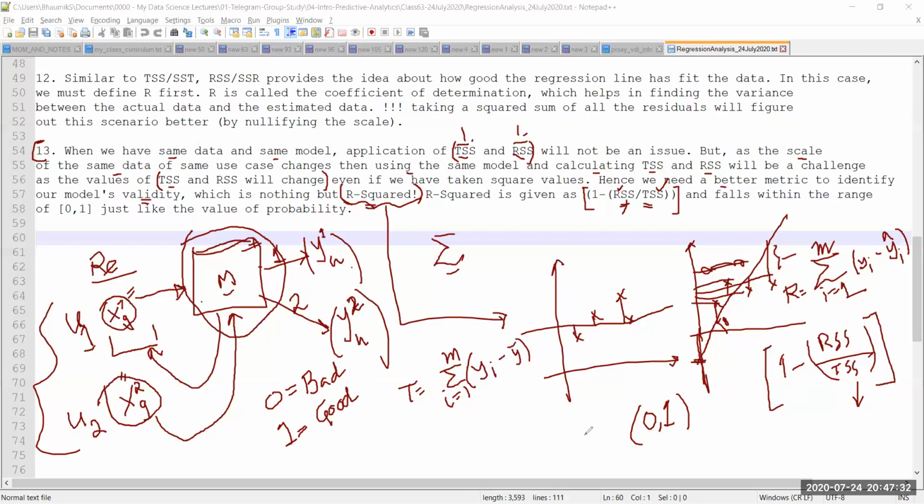If R square, okay, R square is in the range of this, okay? So if R square is equal to 1, then practically this bracket over here, this number over here, is equal to 0. So for this number to be 0, RSS has to be 0, right? If RSS is 0, then you can clearly see from this diagram. Let me change the color of the pen. That will be easier, I believe. So if you look at this diagram over here, what do you mean by RSS being equal to 0?